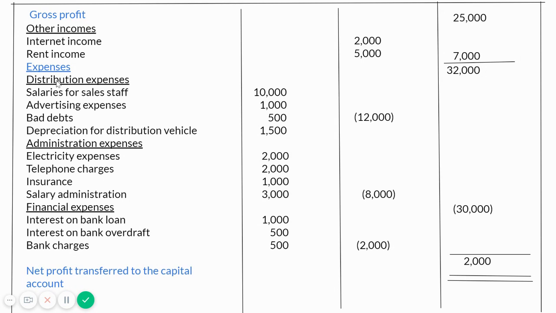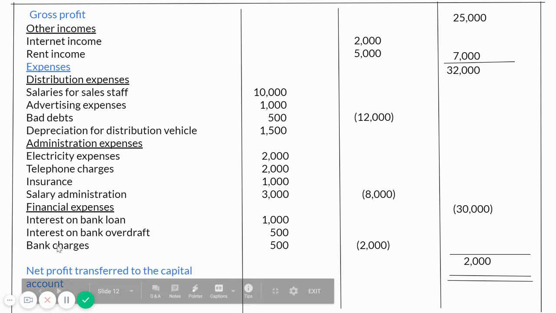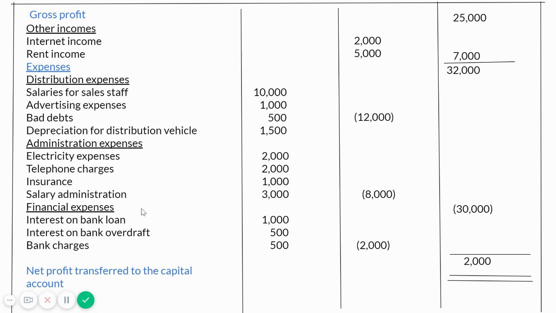Here they have, according to the sum, distribution expenses, administration and financial expenses only. So if you need, you can have another category like other expenses, or you can combine it as financial and other expenses and show it as another category.